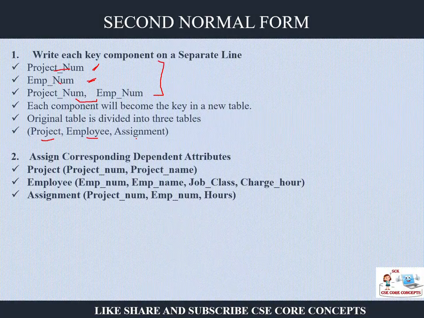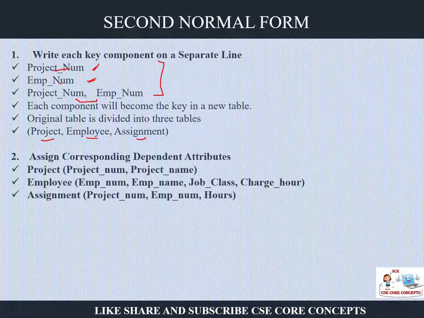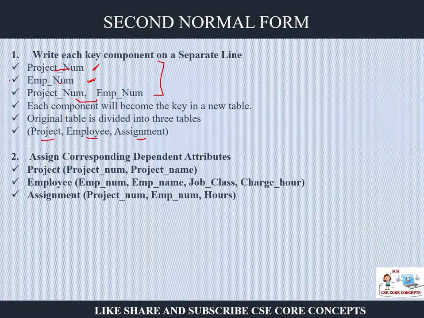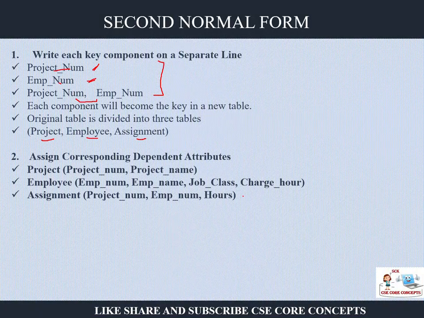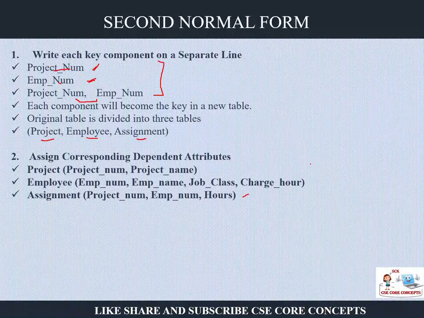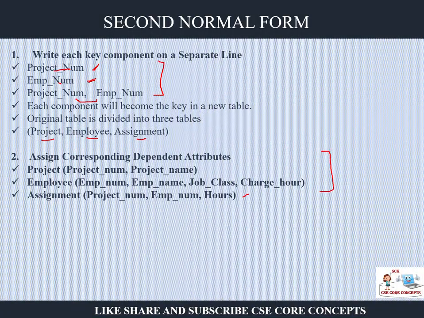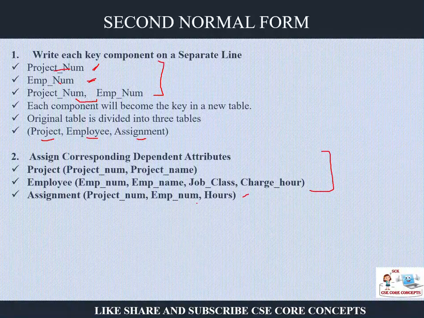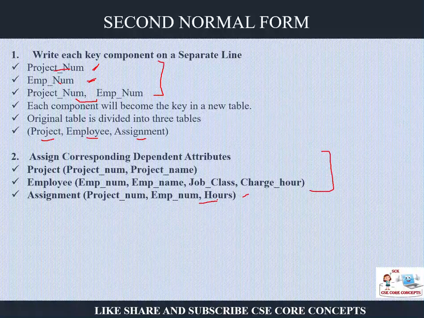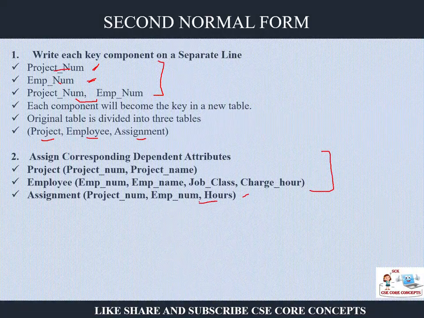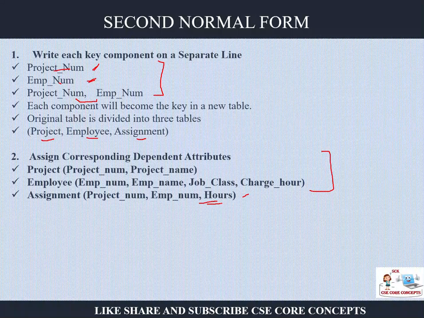And the third is the assignment table, which will contain the project number, the employee number, and the number of hours. Understood? So these are depending on the corresponding three attributes. We don't need to write all the elements in this. All the attributes we may not need to write over here. So we just have to write the number of hours, that is enough.